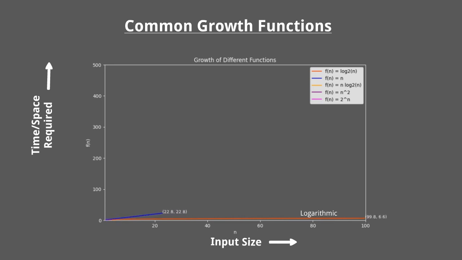Linear time, the time required increases directly with the input size. Linear search is an example where the time required grows proportionally with the number of elements. Linearithmic time, the time required increases with both the number of elements and the logarithm of the number of elements. Merge sort is an example of this type of growth.